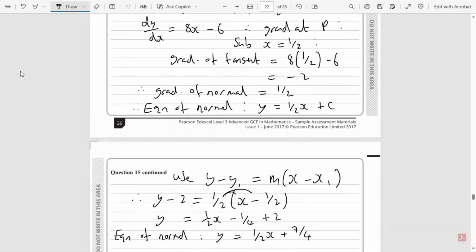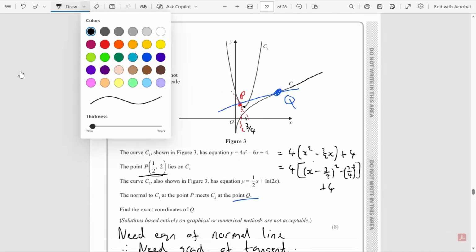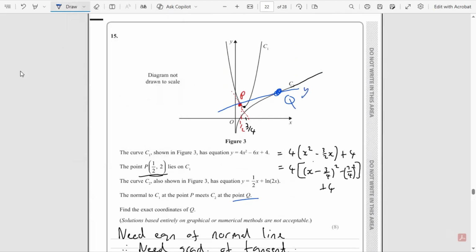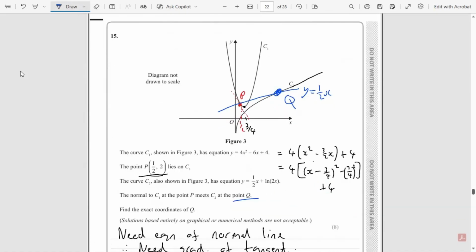Perfect. So we've got the equation of the normal. So now we know the equation of this blue line here. Let's just highlight that in blue. So this is y equal to 1/2 x, and then was it minus or plus? I think it was plus, wasn't it? Plus 7/4. There we go. Plus 7/4.